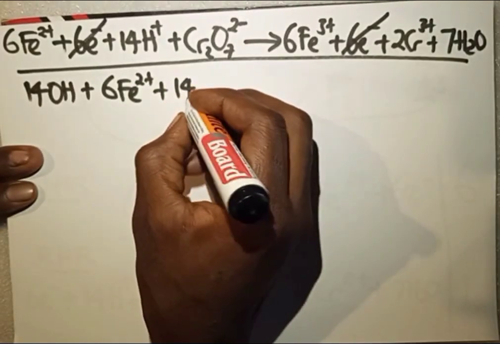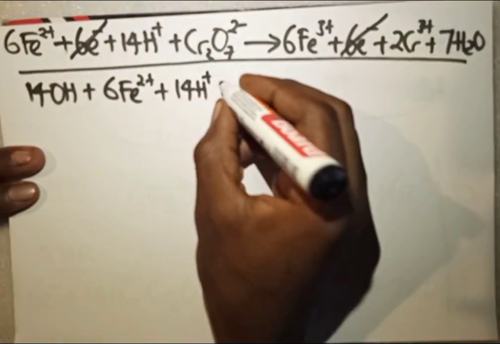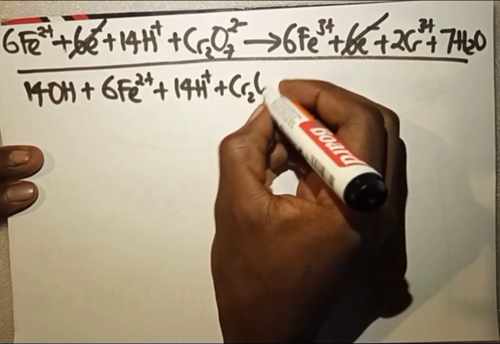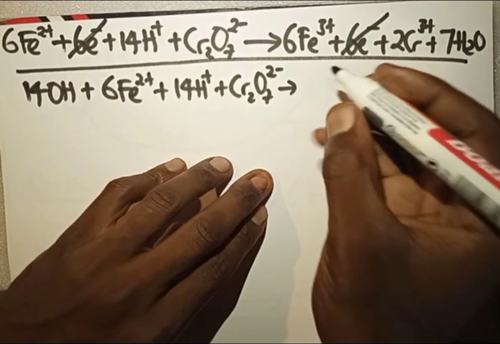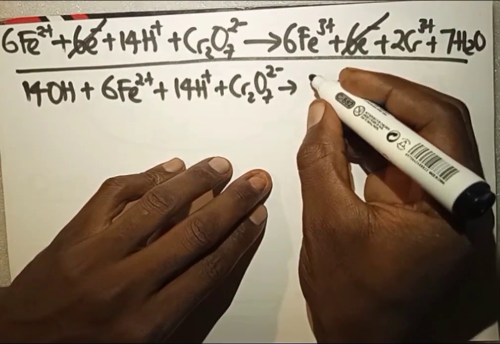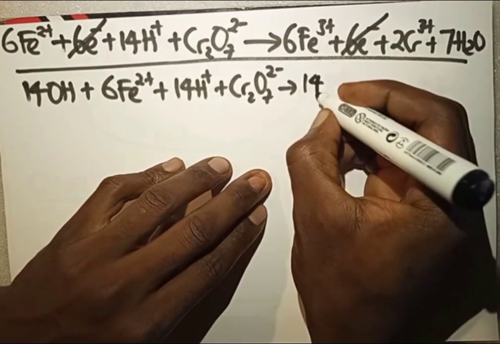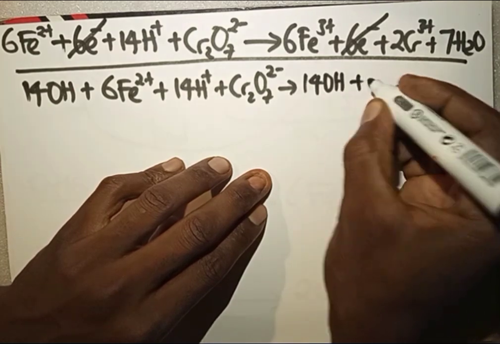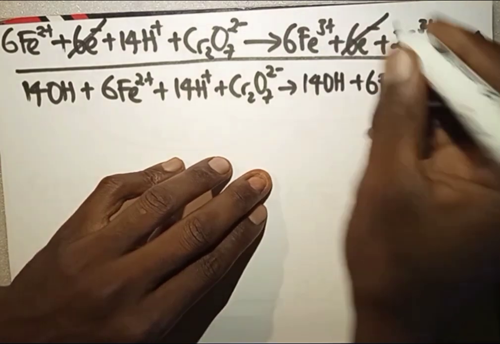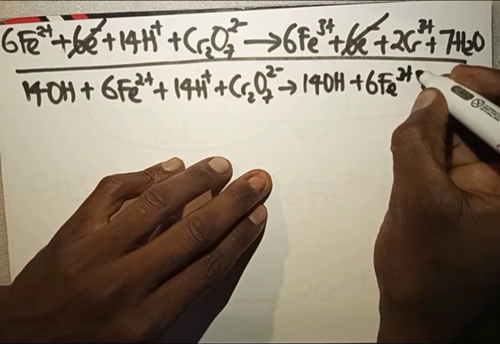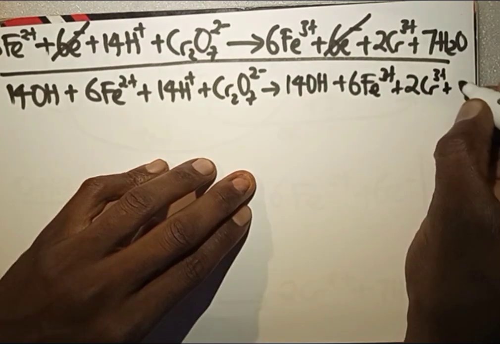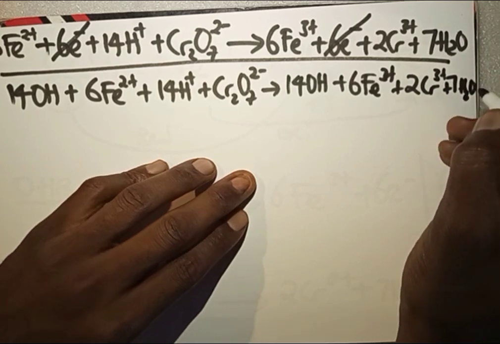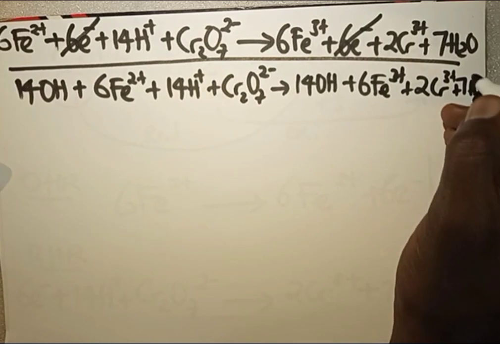So we're going to add 14 hydroxides this side, then we bring whatever is here, 6 iron 2 plus, 14 hydrogen ions plus whatever we have here. Even this side you're going to add 14 hydroxide ions plus 6 iron 3 plus, 2 chromium ions plus 7 water molecules. Apologies, my space is not enough.